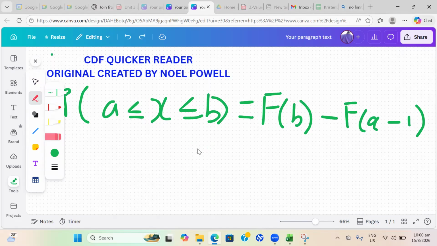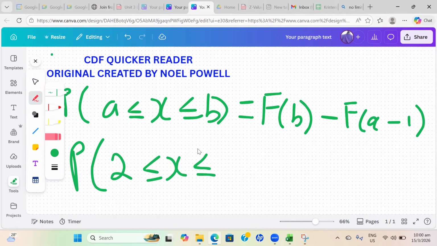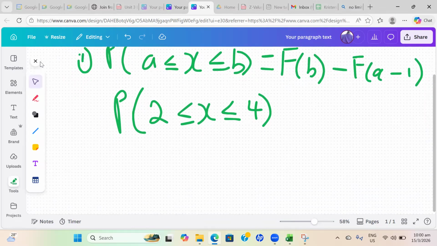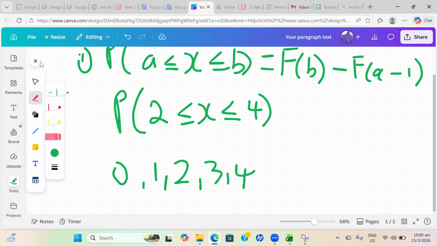So let me give you an example. Let's say on your exam, you see this question: x is greater than or equal to 2, while x is less than or equal to 4. In probability, we start accounting for values from 0. So we have 0, 1, 2, 3, and 4 here. This equal sign means we're including the value of 4. So we want to find the probability values of x that are less than or equal to 4, and also greater than or equal to 2.